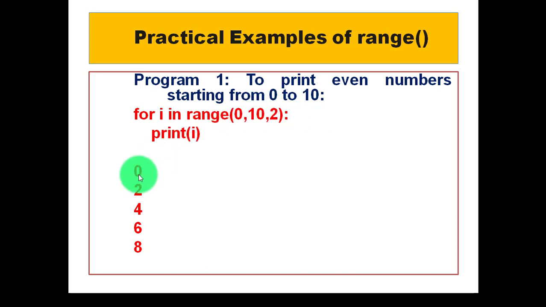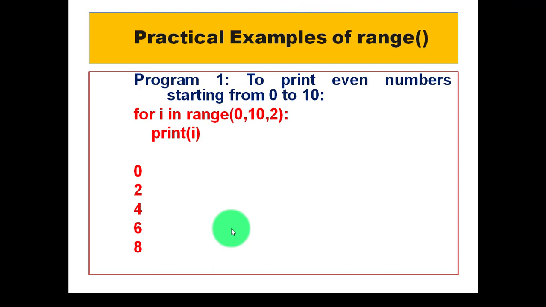How? Say 0, 0 plus 2, how much? 2, 2 plus 2, 4, 4 plus 2, 6, 6 plus 2, 8. But I cannot go beyond it. We cannot go beyond this because 10 is the stop end. So 0, 2, 4, 6, 8, all are even numbers. Clear? Now, do these practicals in Spyder, means in Python IDE.